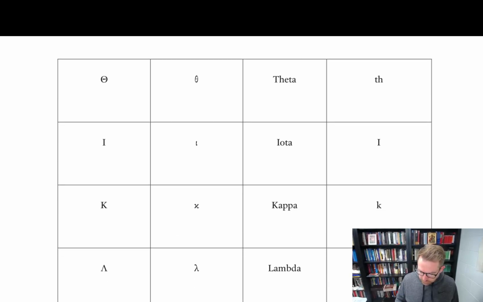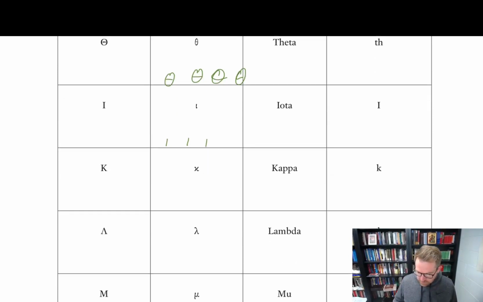Theta. You're going to want to do a circle with a horizontal line. Theta. That TH sound. Iota is like our I. You're going to be tempted to want to dot this. Don't. The iota does not take a dot. So you're going to do it just like our lowercase I.